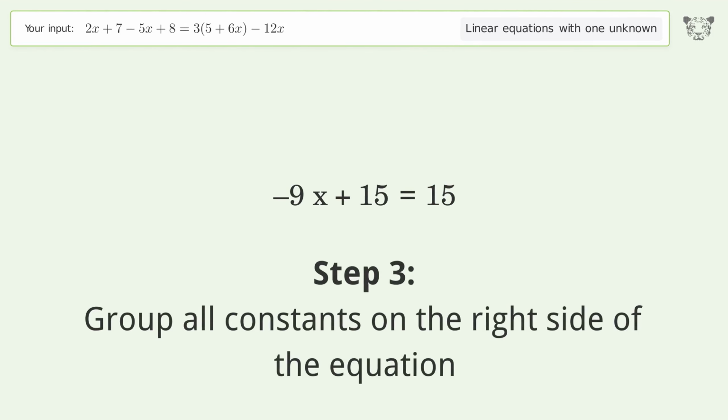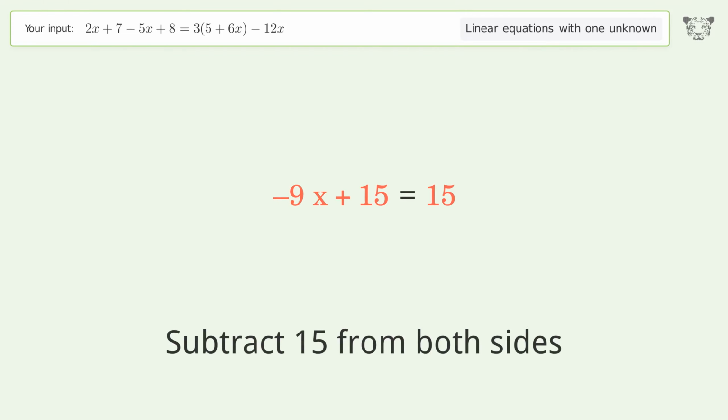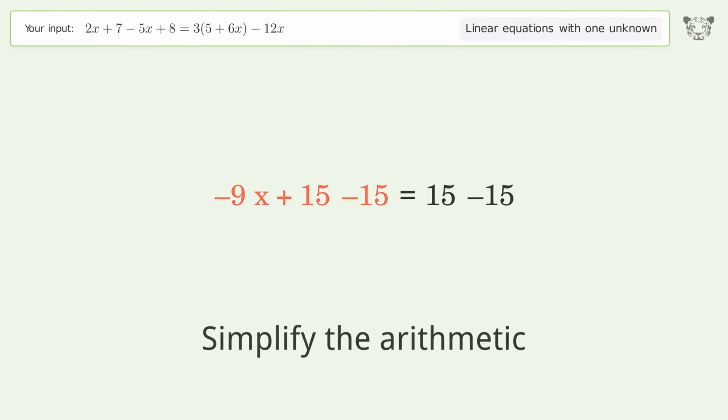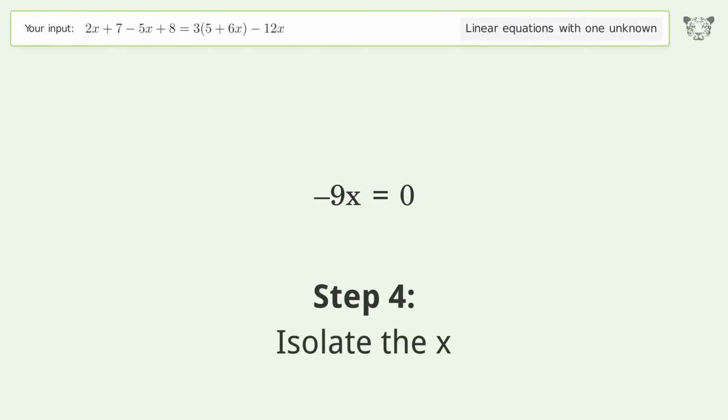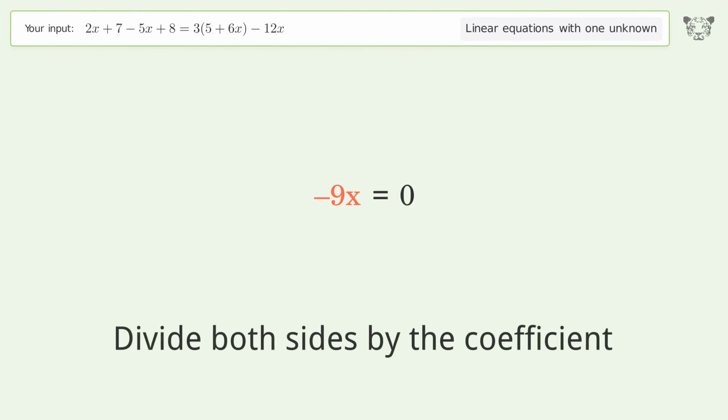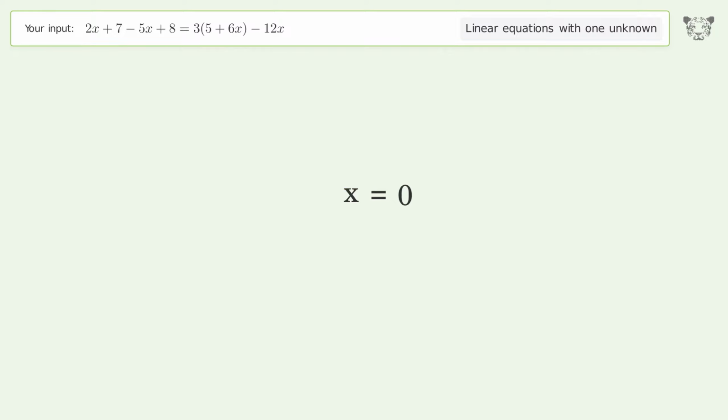Group all constants on the right side of the equation. Subtract 15 from both sides. Simplify the arithmetic. Isolate the x. Divide both sides by the coefficient. And so the final result is x equals 0.